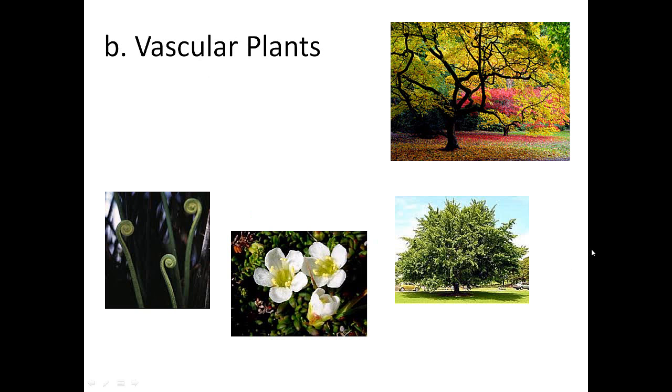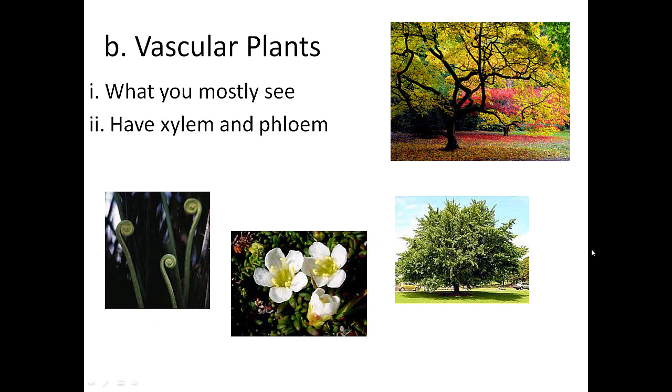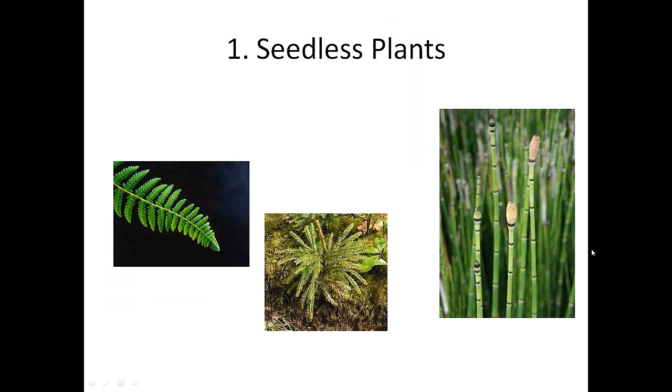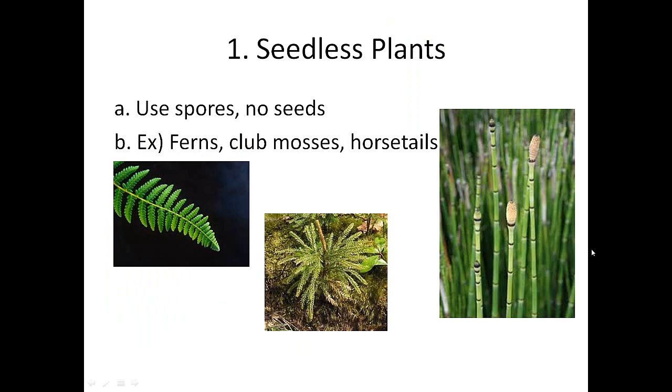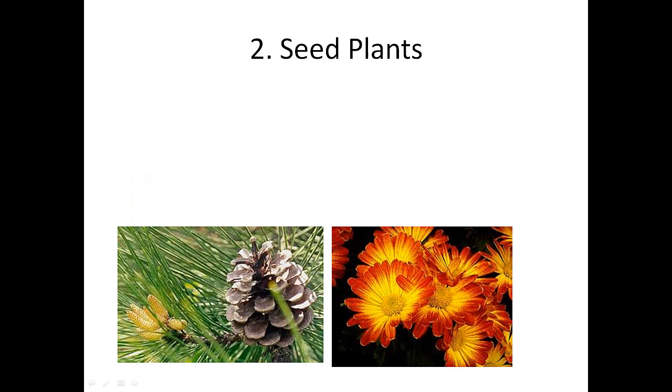Our second category is a vascular plant. A vascular plant is the type of plant you're used to seeing. They do have xylem and phloem, and then we can break vascular plants into plants that make seeds and plants that don't. Our seedless plants use spores instead of seeds. Examples in order of the pictures here: ferns, club mosses, and horsetails. If you flip a fern leaf over and you see the little dots on the bottom of the leaf, those are spores.